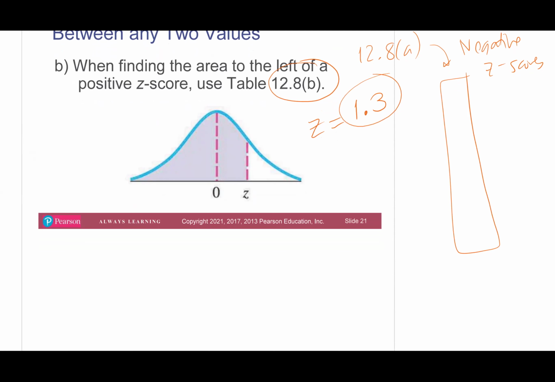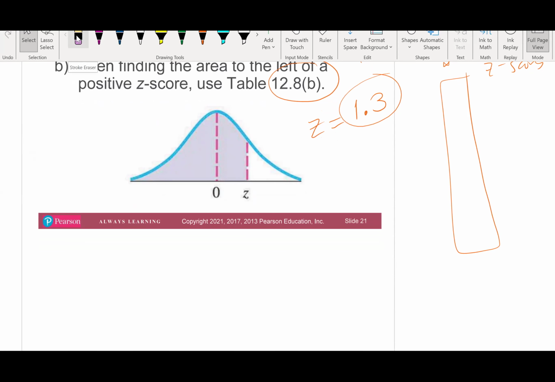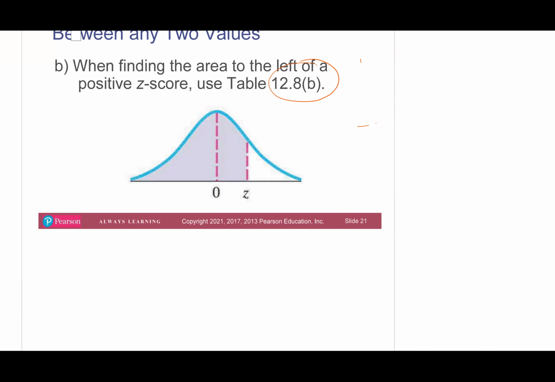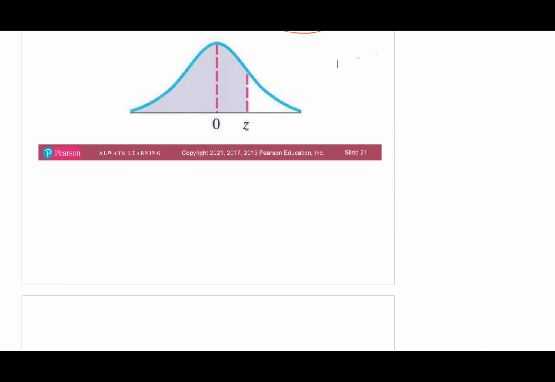So don't worry about trying to remember which one's which, or when do I use this one, when do I use that one. You'll know right away you're not looking at the right table because your z-score won't be in there. I can't find a positive z-score in table 12.8a and I can't find a negative one in 12.8b. So just don't worry about that too much.